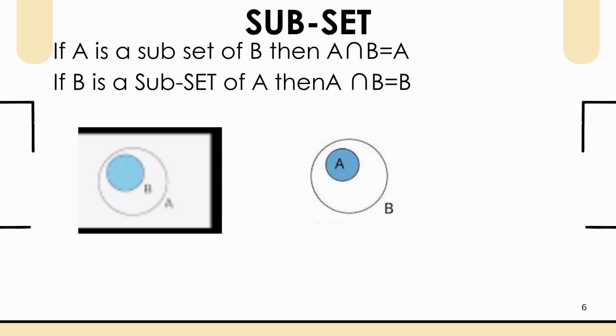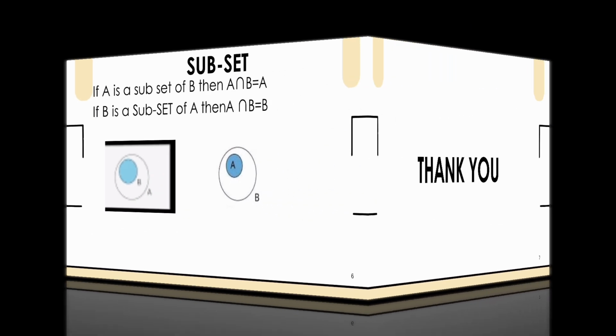In case of a subset, if A is a subset of B, then A intersection B is equal to A. And if B is a subset of A, then A intersection B is equal to B. So in the Venn diagram, both the areas are shown in both the cases, in the case A is a subset of B and B is a subset of A.